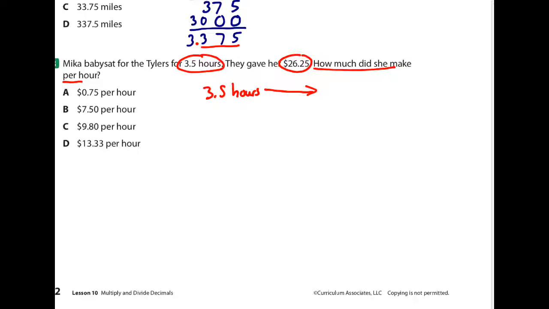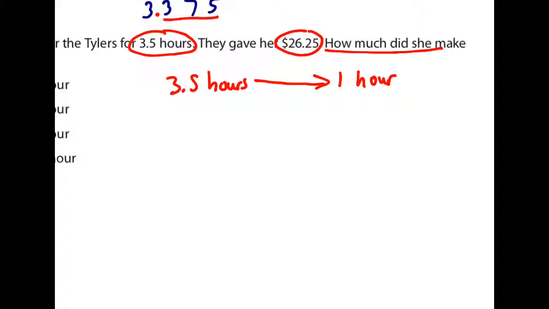So we have to figure out the rate, or the unit rate. So anytime you have to figure out the unit rate, it's going to be division. So I'm going to start, and I'm going to do $26.25 divided by 3.5.